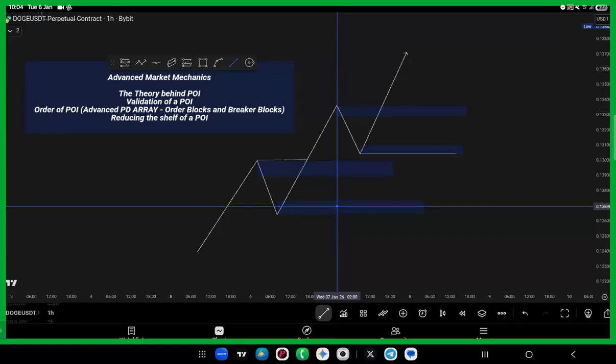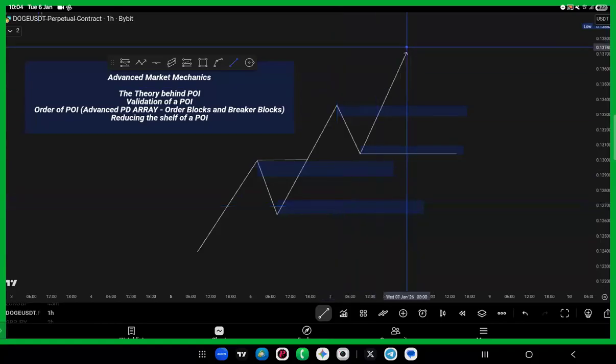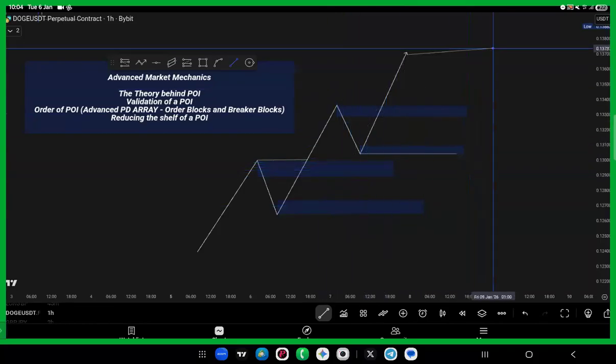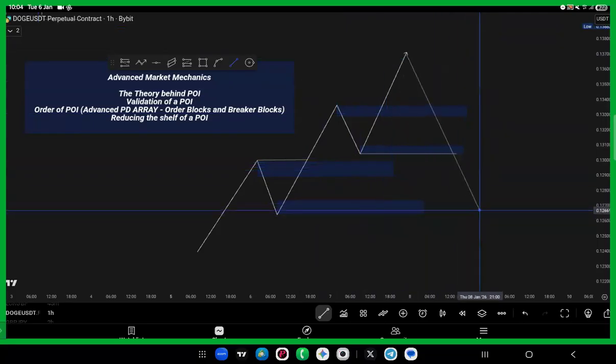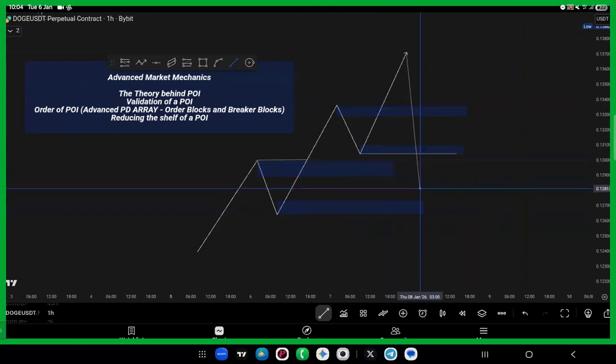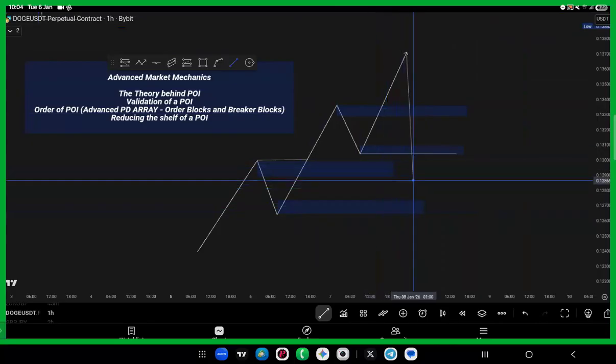So this is how you validate your listing. That means that when price is coming down, price will either use this breaker block here, tap here, then push to the upside, or use this other block here to do what? To push to the upside. These two are valid to do what? To hold price. Just make sure that the other validations are in place to tell you which one in particular to use. So now let's move on to our order of points of interest, which is the advanced PDR array.